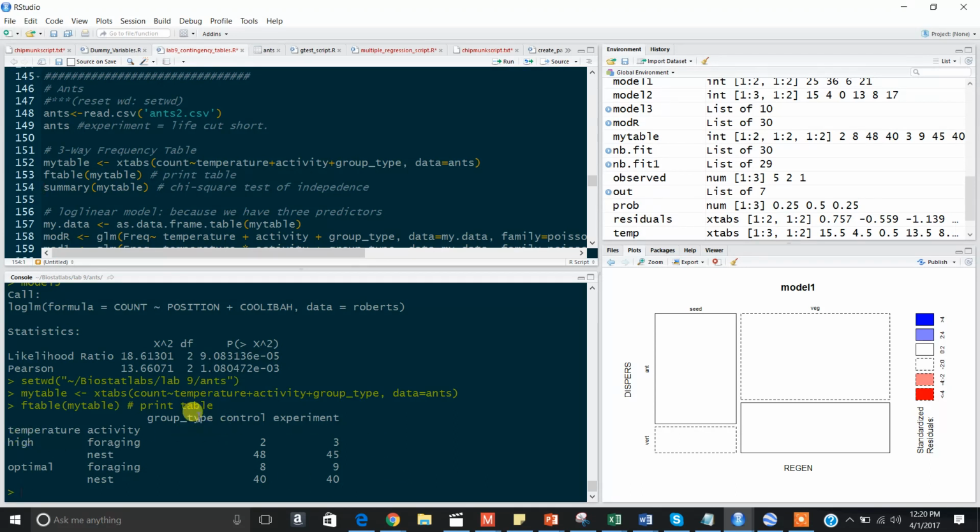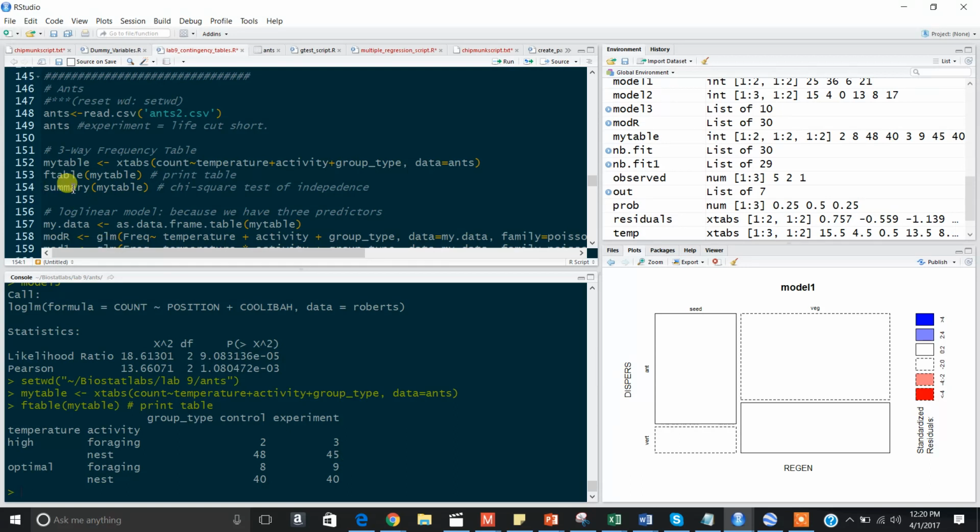So here are your group types, and then temperatures and activity. There were two group types: you had your controls and your experimental. For activities, you had foraging or nesting, and for temperatures, high or optimal. So I was looking at the different combinations of those, and here are your counts for those combinations.